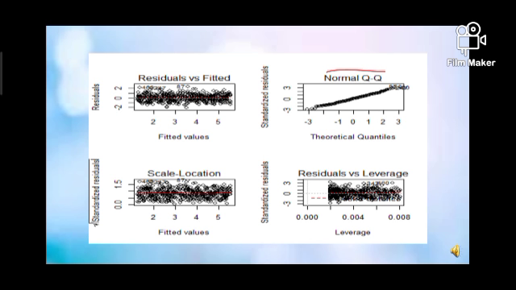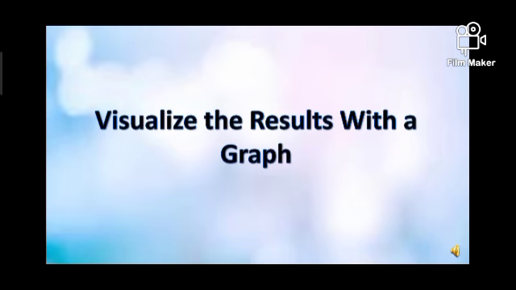In the normal QQ plot that I have highlighted in the top right, we can see that the real residuals from our model line up almost perfectly one-to-one with the theoretical residuals from a perfect model. Based on these residuals, we can say that our model meets the assumption of homoscedasticity. Next is to visualize the results with a graph.